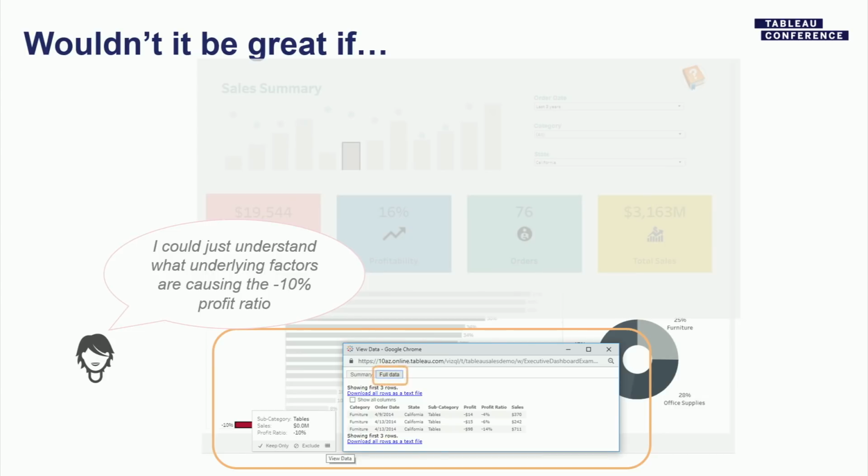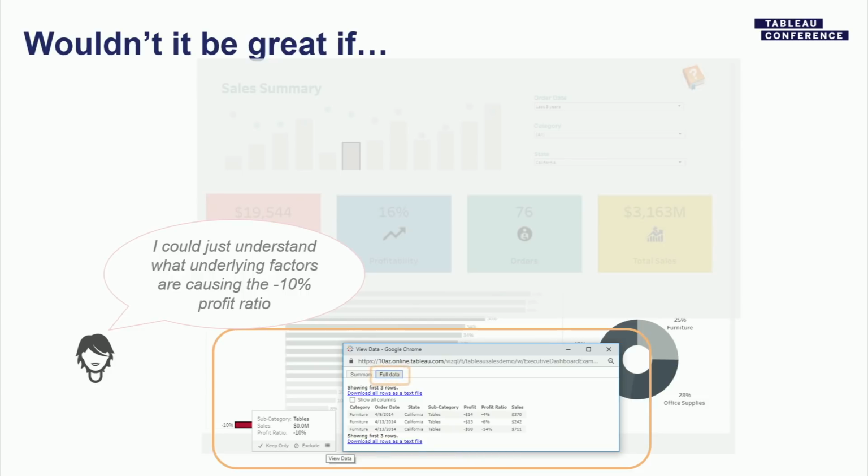So that full data is something that Explorers will have access to. This is the full data that is only relevant for that red bar. This is not the entire database dump, if you will. This is full data for that particular view. So anytime you hover over any mark in Tableau, you see this little toolbar that comes up that says keep only, exclude, and the little data grid.